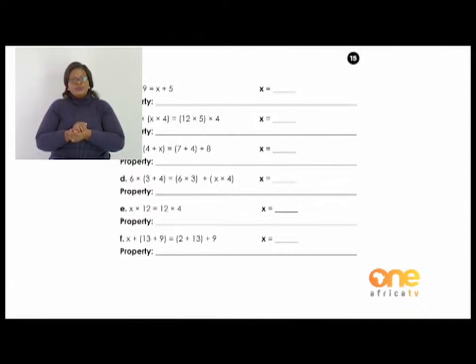At B, we also have to look where x is, be able to differentiate between x and multiplication. So you have also to indicate the property. At C, you also have to do the same. Until F, you are doing the same. So I hope that is quite easy to do.